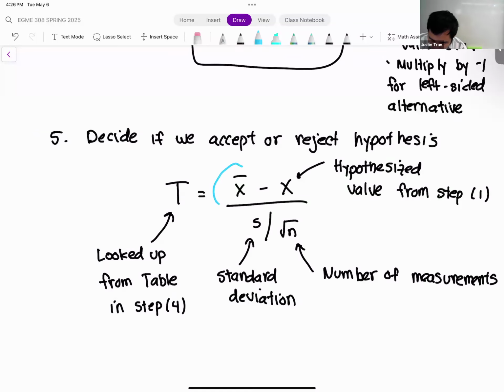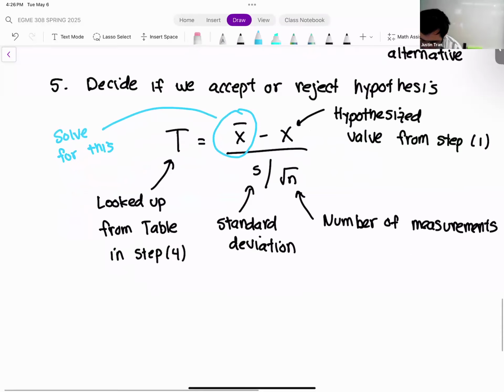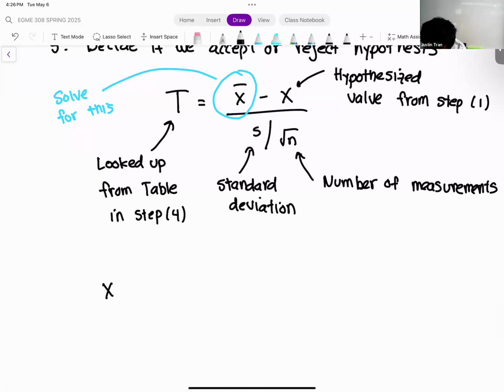So this x bar, normally, represents the sample mean. You ran your experiment, you compute the mean, and you plug that in here. What I'm going to do instead is solve this equation for this, because we have everything else. We looked up t from the table, we have our hypothesized value, our standard deviation, and our number of measurements. So if we solve for this, x bar is equal to t times s divided by the square root of n, plus x.